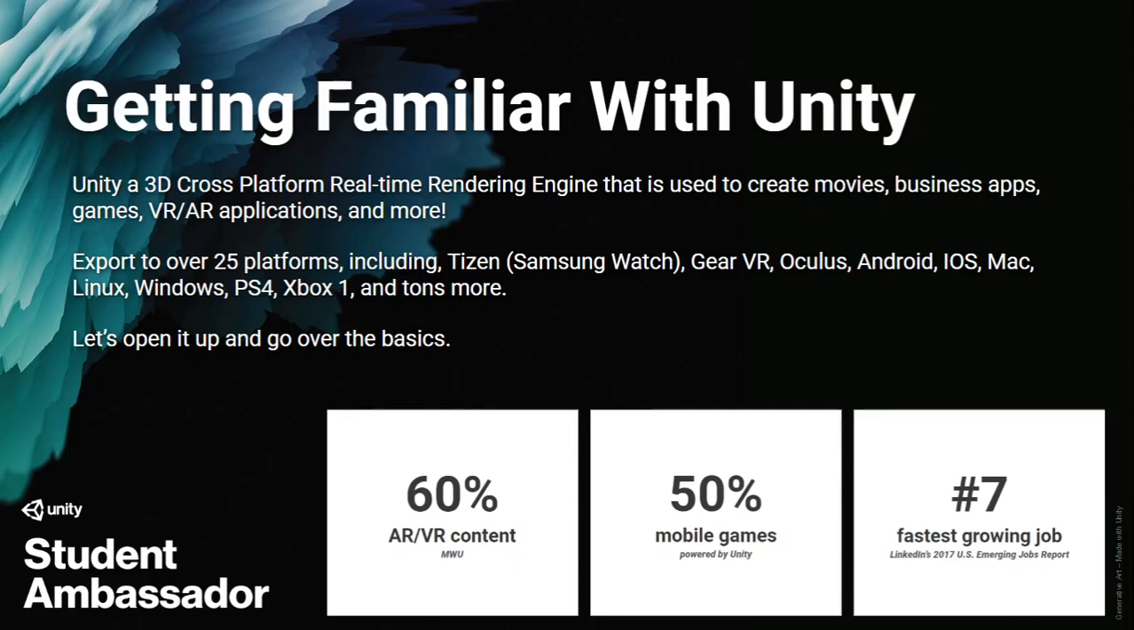You can export to over 25 platforms, so you can just build it on one platform and export to any platform you want. There are restrictions if you want to use iOS services for your mobile app and Android. You can set up separate platform-dependent coding, so you can compile certain code for a certain platform and compile something else for another platform. 50% of mobile games are using Unity, and it's quickly becoming one of the fastest growing jobs.